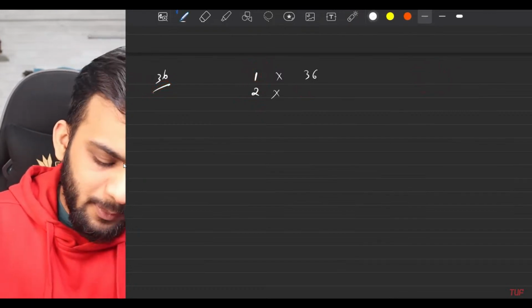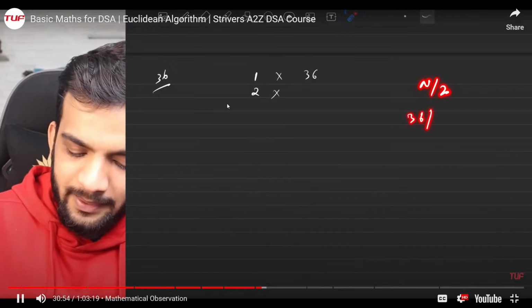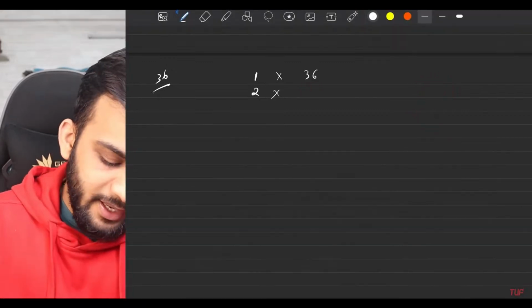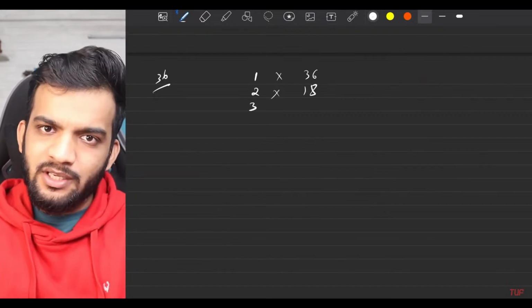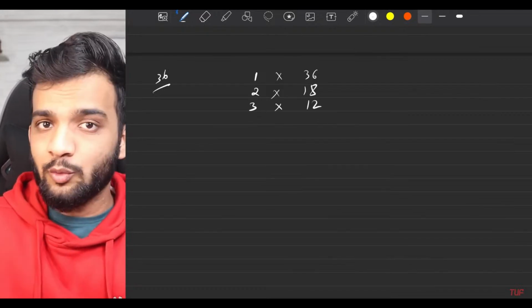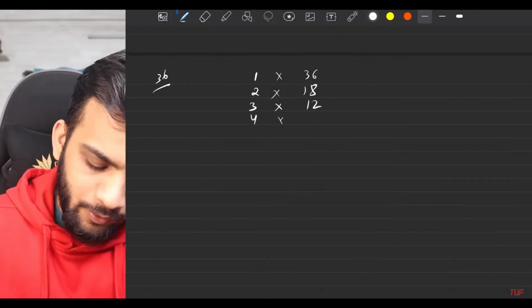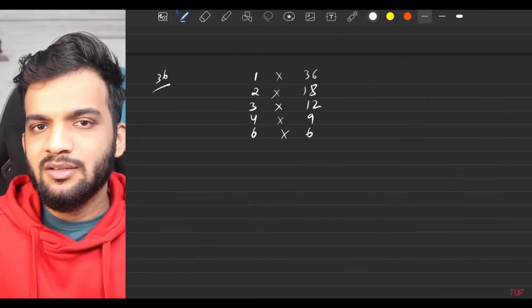If it is 2, the other number will be n by 2, which is 36 by 2, that means 18. The next time it was 3. When I take 3, it is nothing but 36 by 3, which is 12, because 3 into 12 will be 36. The next time when I take 4, it is 4 into 9. The next time when I take 6, it is 6 into 6.